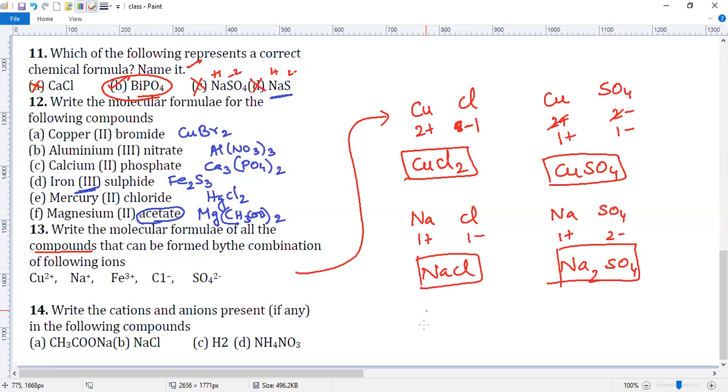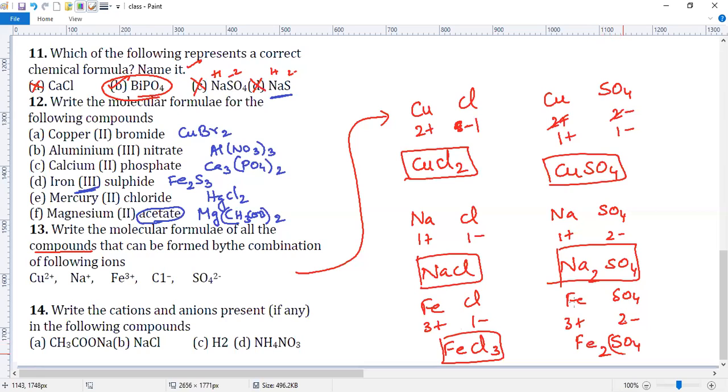Next one is Fe. It is 3 plus, and it goes with Cl1 minus and SO4 2 minus. So when you cross it, you will get it as what? FeCl3 or Fe. This 2 goes this side, right? Fe2. SO4 needs brackets and a 3 outside. Okay. So you have got totally 6 possible compounds.